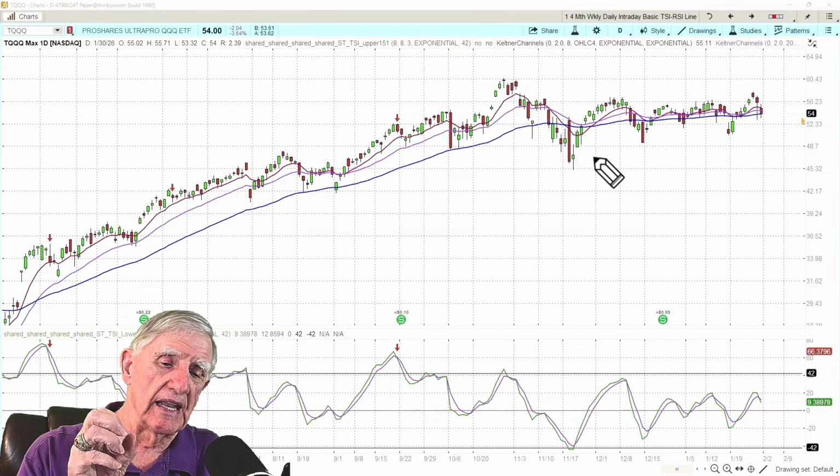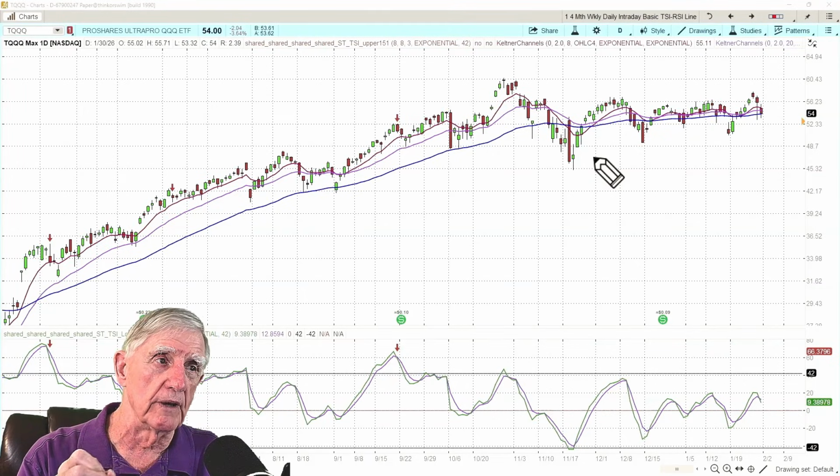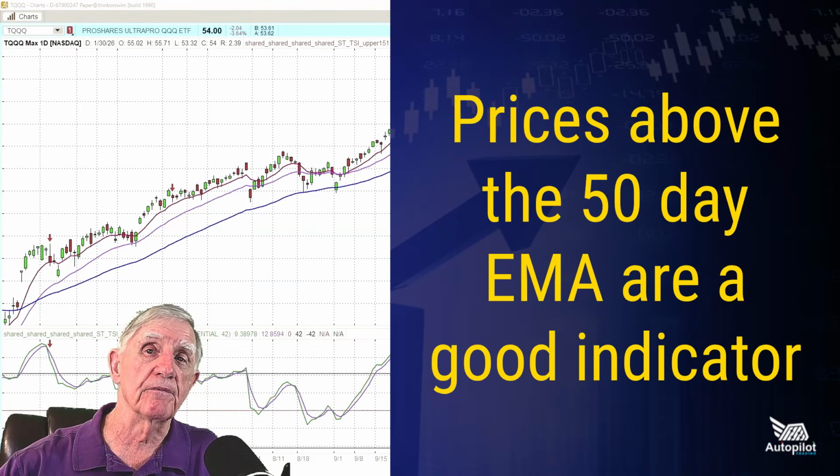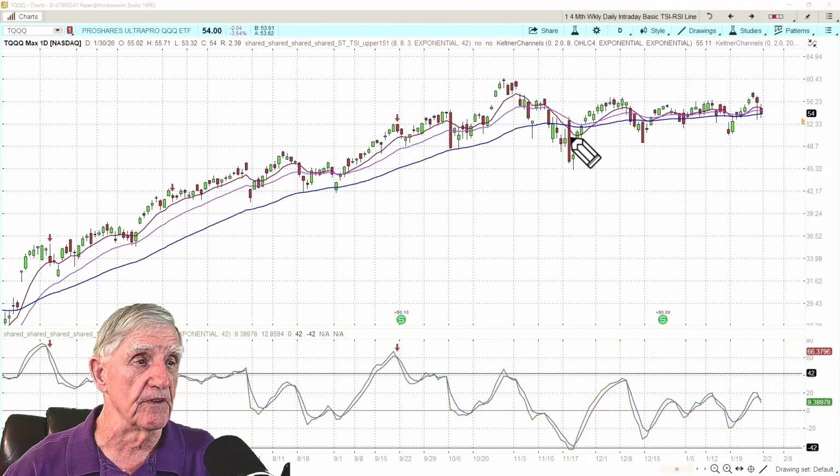It's kind of like that intermediate zone between a short-term holding and a long-term holding. When prices get above the 50, that's typically a positive indication that prices are going to continue to move up as long as price action stays above the 50. So there's, as you see here, that's the roll up to the upside.